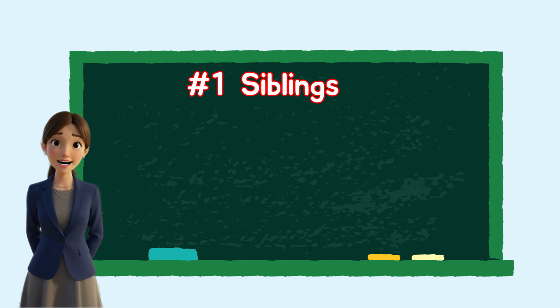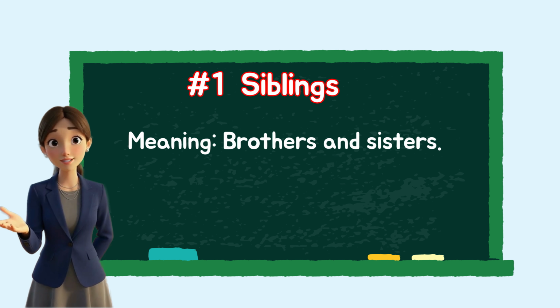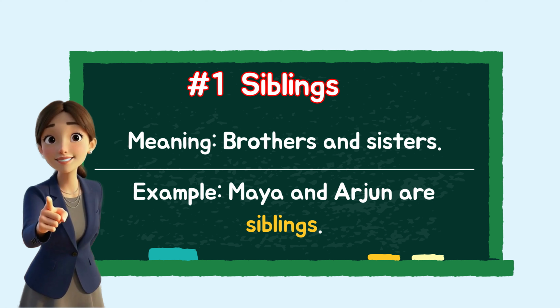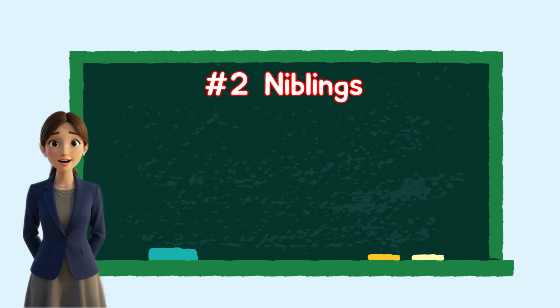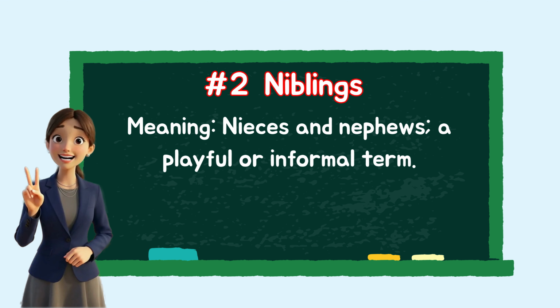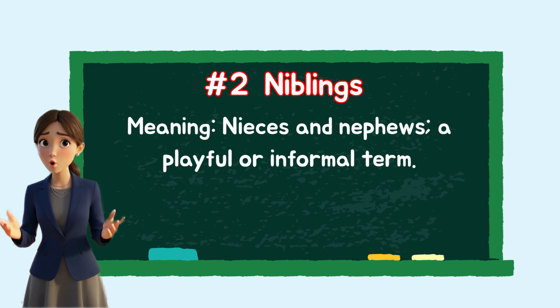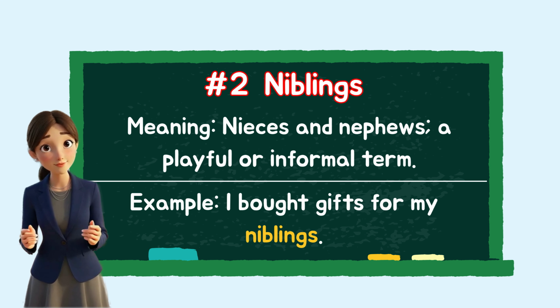Number 1, siblings. It means brothers and sisters. Example, Maya and Arjun are siblings. Number 2, Niblings. It means nieces and nephews. It's a playful or informal term. Example, I bought gifts for my Niblings.